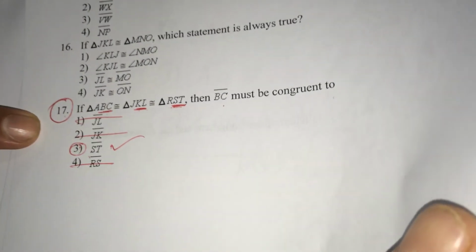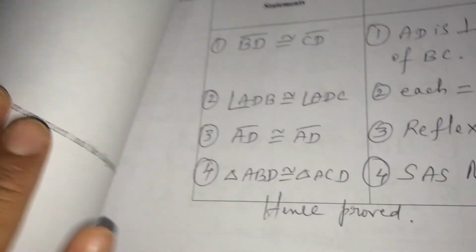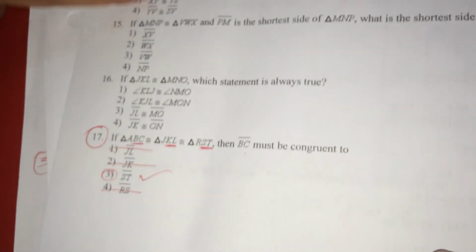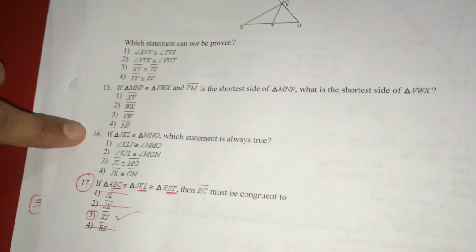And again, you can verify the answers. Here, even in the 17th, I got 3, so I'm correct. So in this way, after doing, you have to verify. If you go wrong, you can tick the correct answer. In this way, you have to complete this homework.